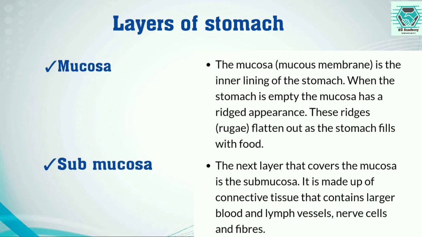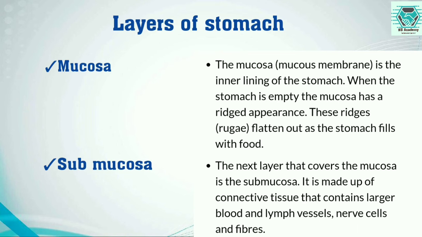The mucosa, which is the innermost layer of the stomach, is thrown into numerous folds. The folds of the mucosa are called rugae. Rugae are found in the empty stomach. These folds flatten out when the stomach is distended.